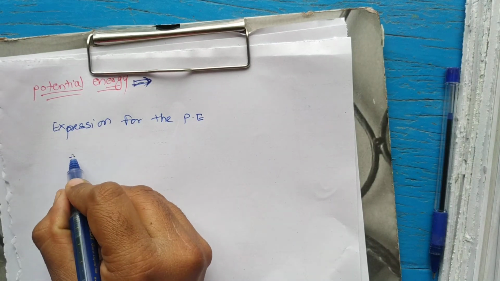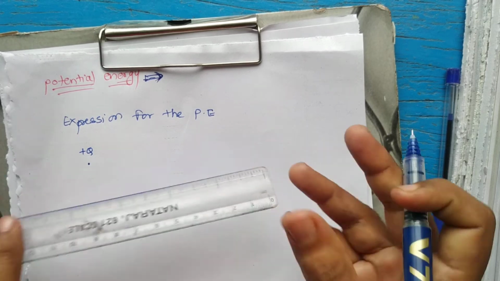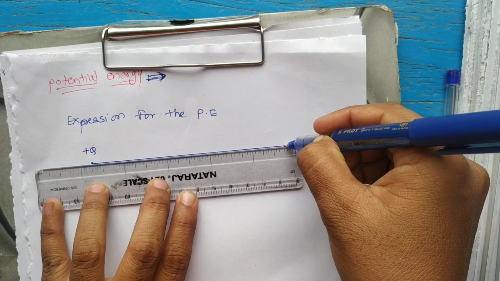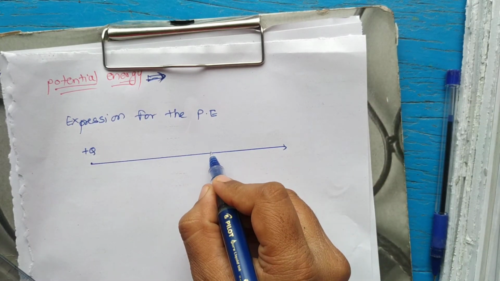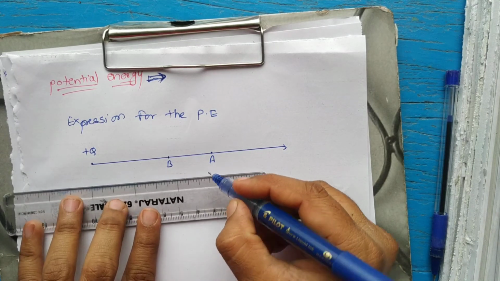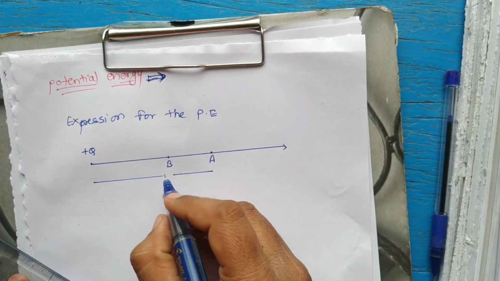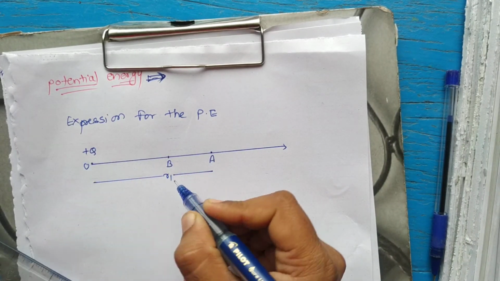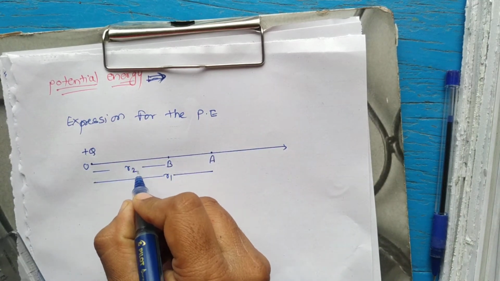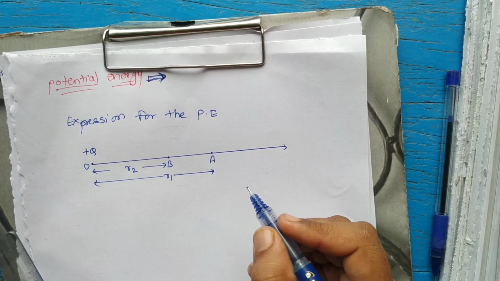Let us consider the plus Q charge at point O. Then here is point A and here is point B. The distance of point A from the point O is R1 and distance of point B from the point O is R2.